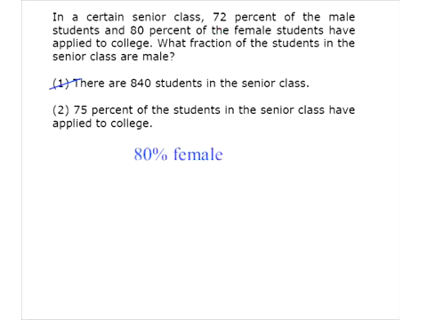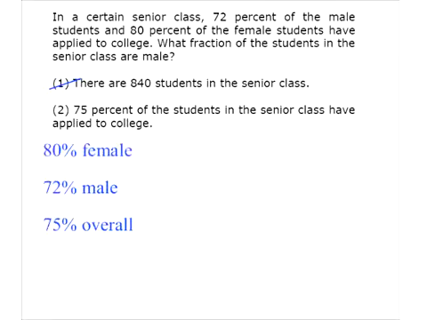Female applied. We know that 72% of males have applied. And if they tell us that 75% overall have applied, then that is basically giving us all we need to know to figure out the proportion of males to females. Well, since we're running out of time, I'm going to end up talking through this so we can look at a couple more examples and you can get a feel for how this works.